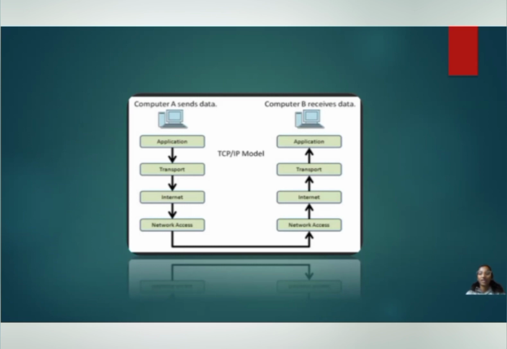Like this, the data will be sent from client to the server or from sender to the receiver. This is about the TCP/IP model. Here it contains the application layer, transport layer, internet, and network access. These are the components which are included in the TCP/IP model.